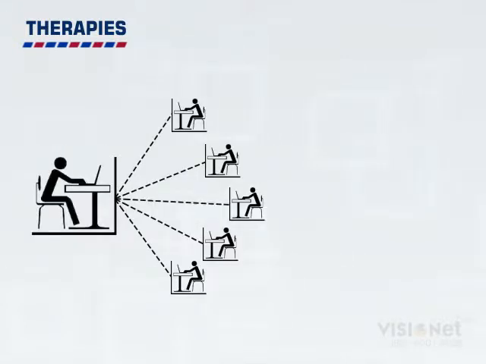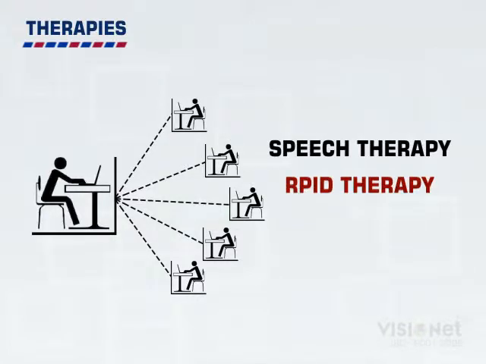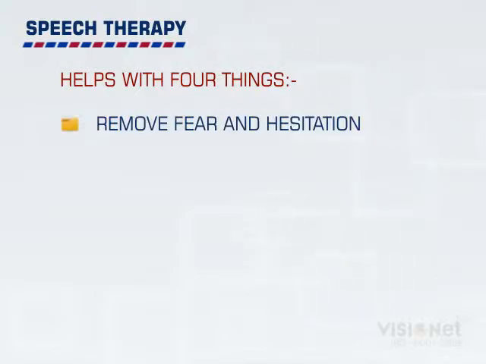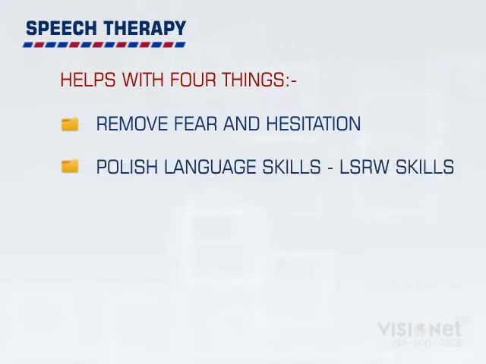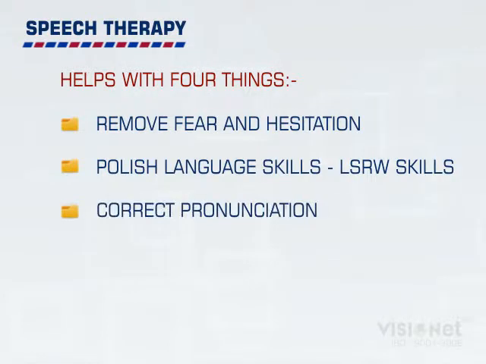The 3 therapies incorporated are speech therapy, rapid therapy, and MTIR therapy. Now let's look into these therapies with detail. Speech therapy. Speech therapy precisely helps in 4 things: removing fear and hesitation, polishing the language skills, correcting pronunciation, and in building vocabulary. Now let's understand each of them.